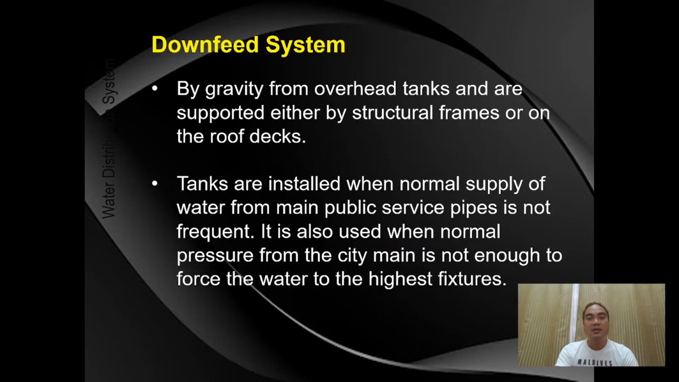Downfeed system: by gravity from overhead tanks, which are supported either by the structural frame or on the roof deck. Tanks are supplied with normal water from the main public service. It is also used when normal pressure from the city mains is not enough to force water to the highest fixtures. In the downfeed system, the structure has a tank at the top, so the water storage is at the top of the building and the supply goes down. That's why it's called a downfeed system.